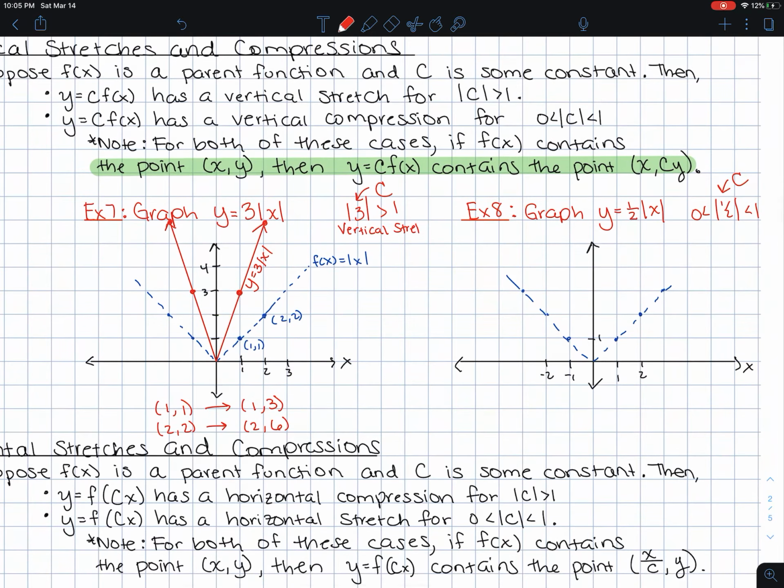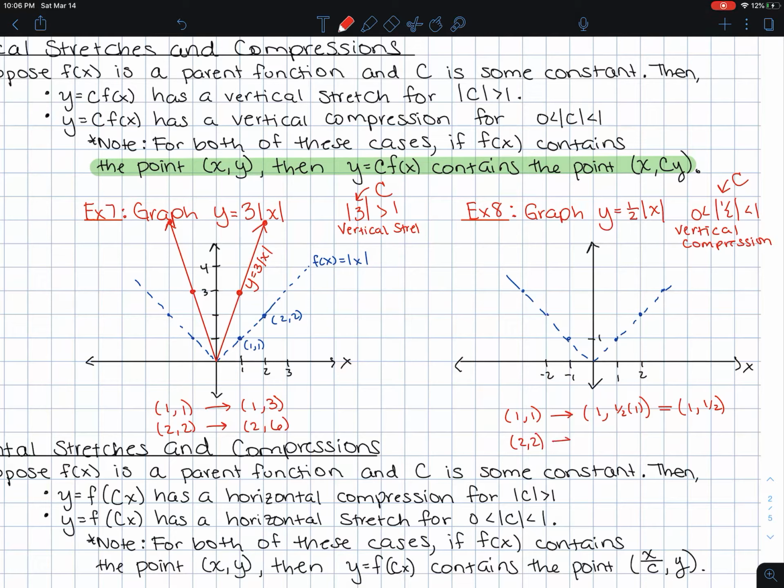Okay, now let's look at example 8. Notice here our constant is between 0 and 1. Our constant is a half. Therefore, we have a vertical compression. And I'm going to do the same thing I did in example 7. I would just take the points of our parent graph and then see how they change. So x stays the same again. As for y, we're going to multiply y by 1/2. And of course, always simplify.